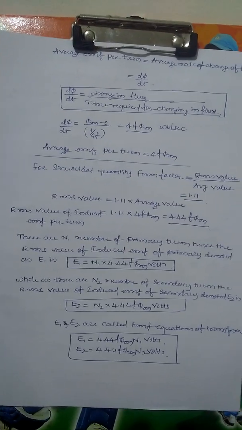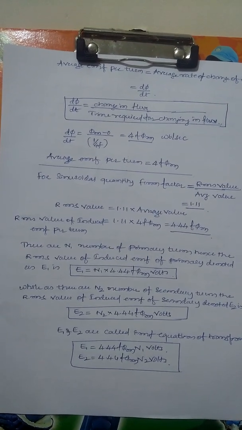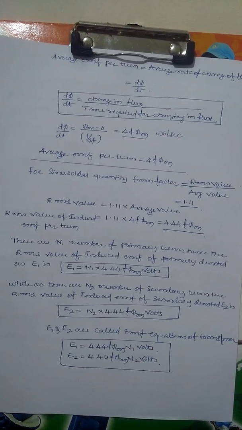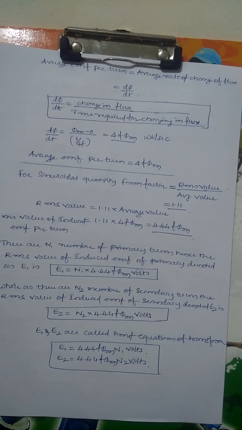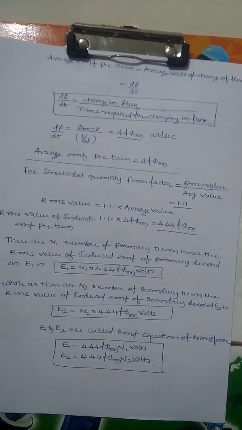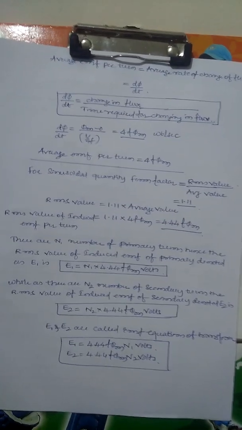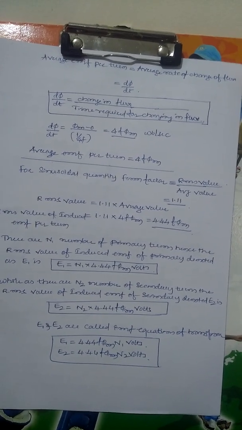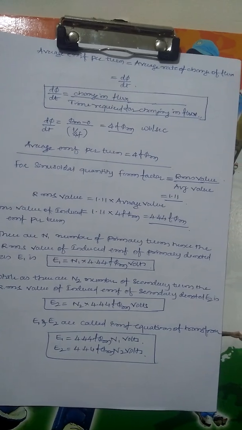Okay, the basic principle of the transformer is mutually induced EMF. First you calculate the average EMF per turn, because it is the average rate of change of flux, that is d phi by dt. What is d phi? Change in flux. Already told, no? 0 to phi m, that is the maximum flux minus 0. That is d phi. What is dt? The time required for the change in flux.